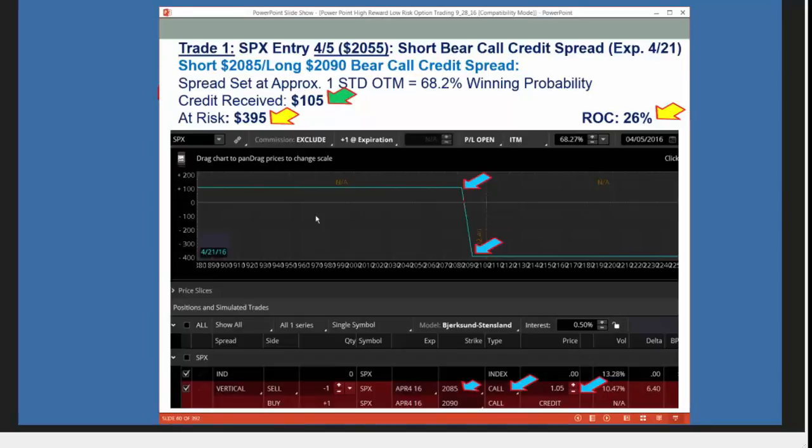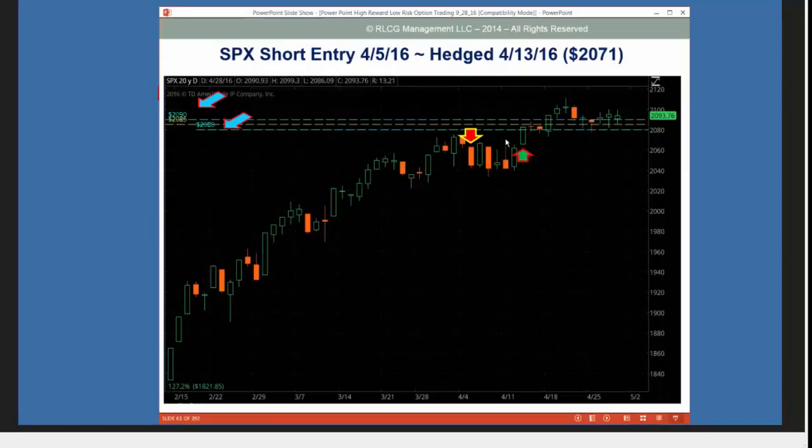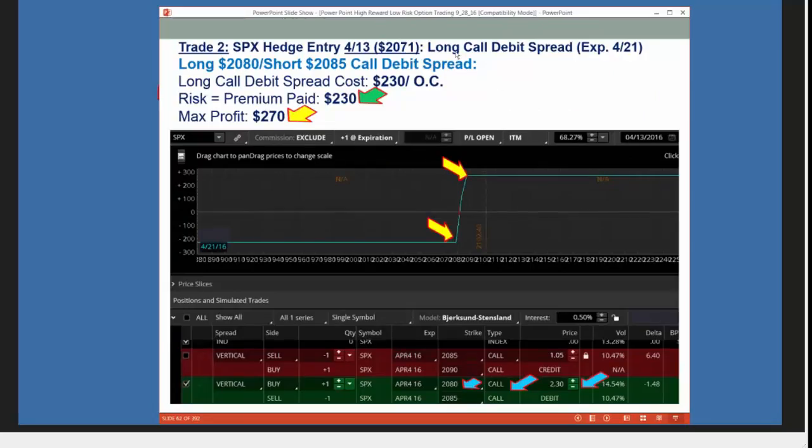Now, my line in the sand, remember I said 2070, if that got threatened, which it did twice, I automatically then went to my defense, and that was setting up a butterfly. So by doing that, I'll show you how that was done. So trade 2 was buying a long call debit spread, and the market was at 2070, 71. So bought the 2080 call, sold the 2085. So that's your debit spread, cost $230. So here's your debit spread side of it.